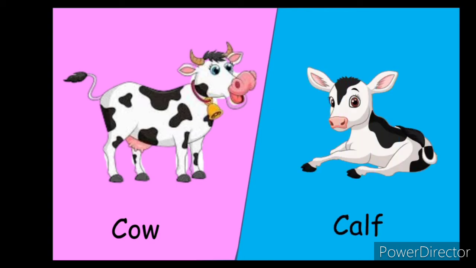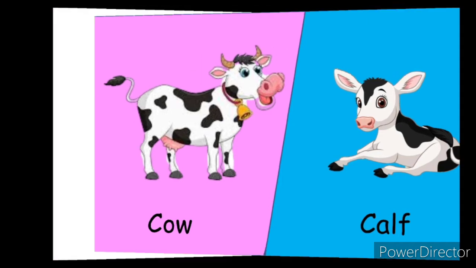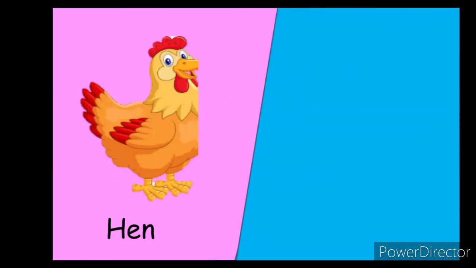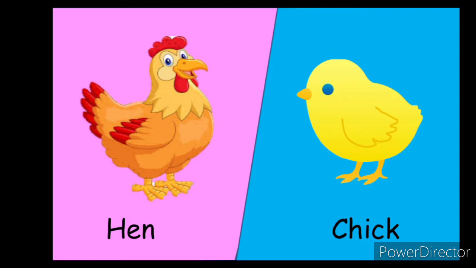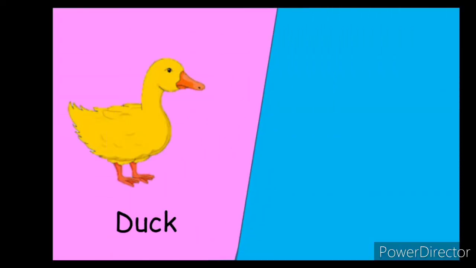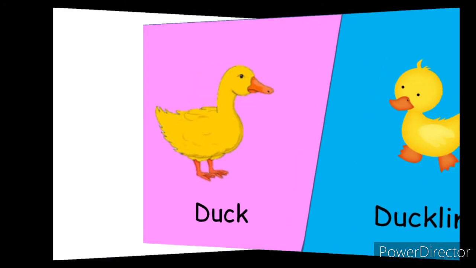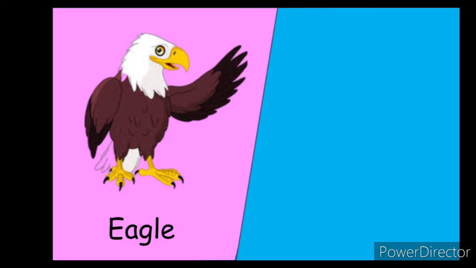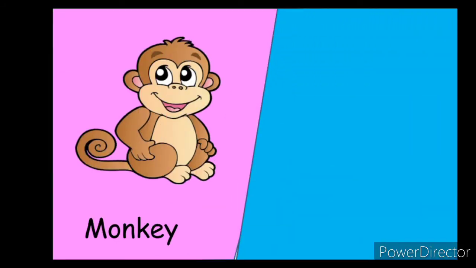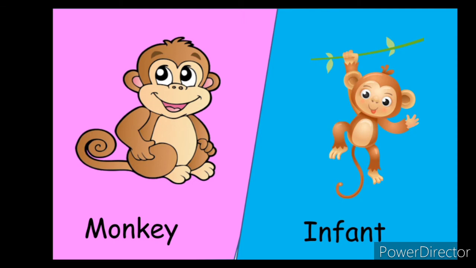Cow. Young one of cow is called calf. Hen. Young one of hen is called chick. Duck. Young one of duck is called duckling. Eagle. Young one of eagle is called eaglet. Oh, which animal is this? Monkey. And young one of monkey is called infant.